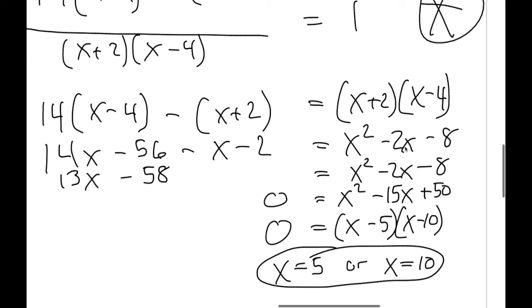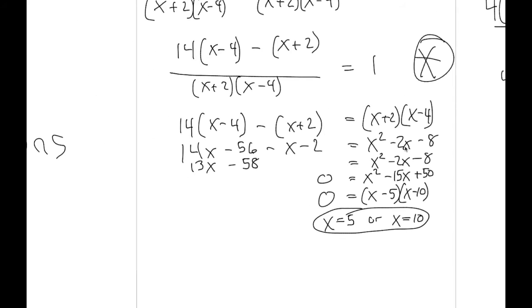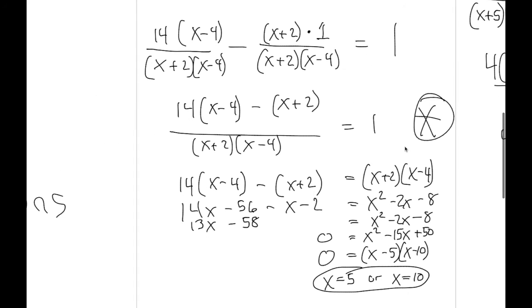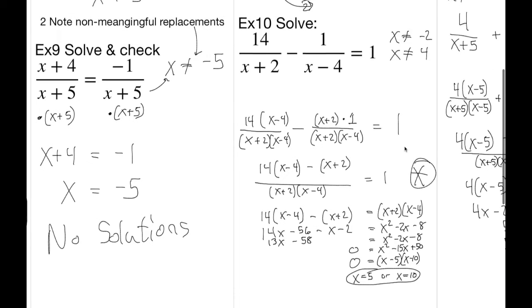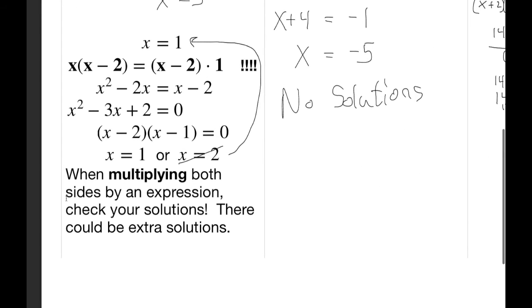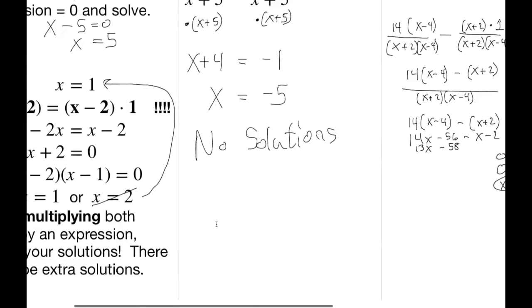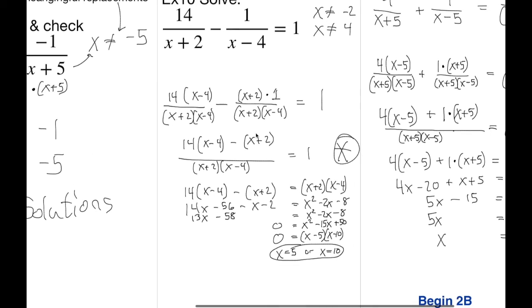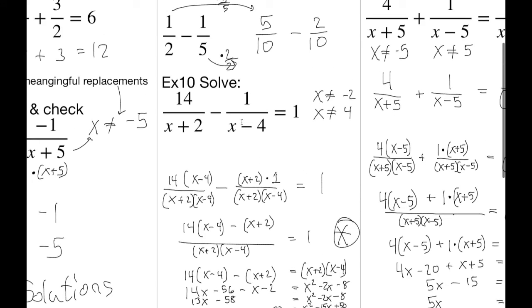Now, we have to make sure we check our solutions in the original, because there could be extra solutions. So, checking our solutions in the order 5 and 10, we can substitute them in.